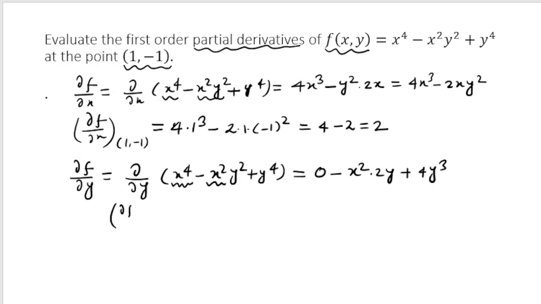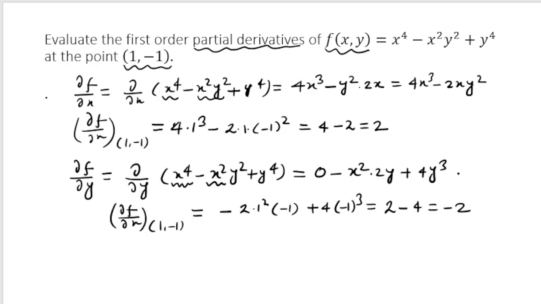Now if I have to evaluate this derivative value at 1 comma minus 1, I have to substitute that point. So minus, here we have 2, x square value is 1 square, and then y value is minus 1, and plus 4 into this y value is minus 1, so that is minus 1 cube. So what did I get? This minus and this minus will become plus, and this will be minus, so the value is minus 2. So this was a very simple problem, and we have evaluated the partial derivative with respect to x as well as with respect to y at the given point.